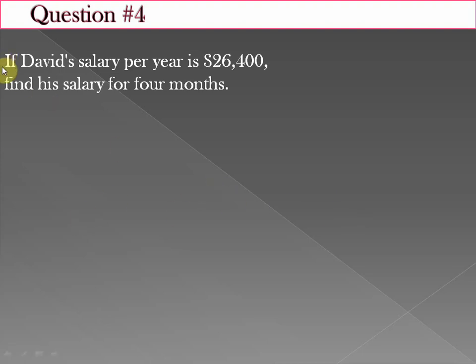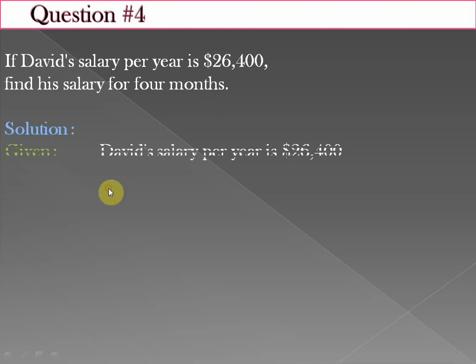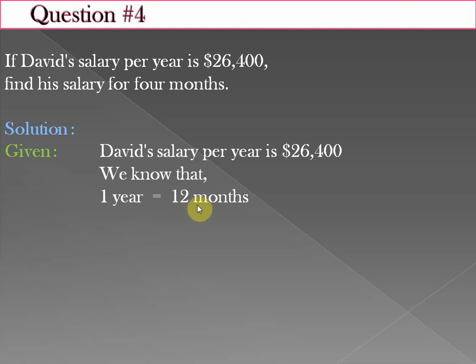Now question number 4: if David's salary per year is $26,400, find his salary for 4 months. You have to understand what salary per year is and how we can calculate the salary per month. In a single year, we have 12 months. Given that David's salary per year is 26,400, and 1 year is 12 months, we divide by 12 and get 1 month's salary.